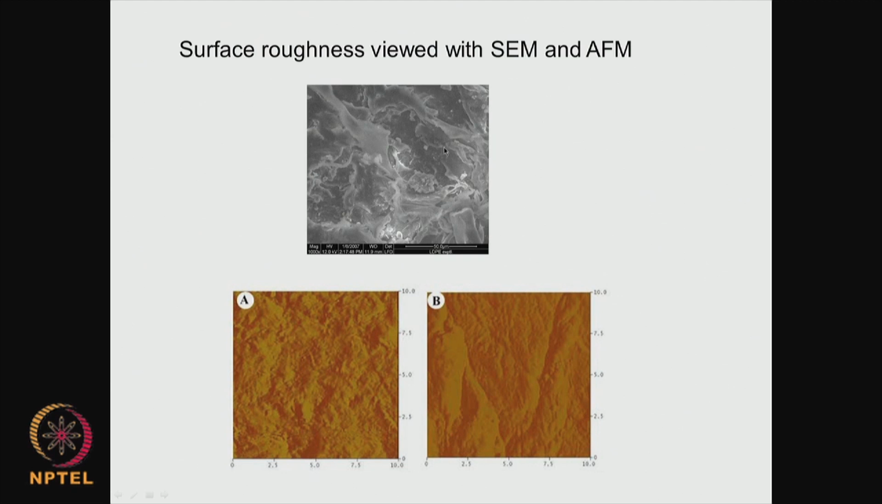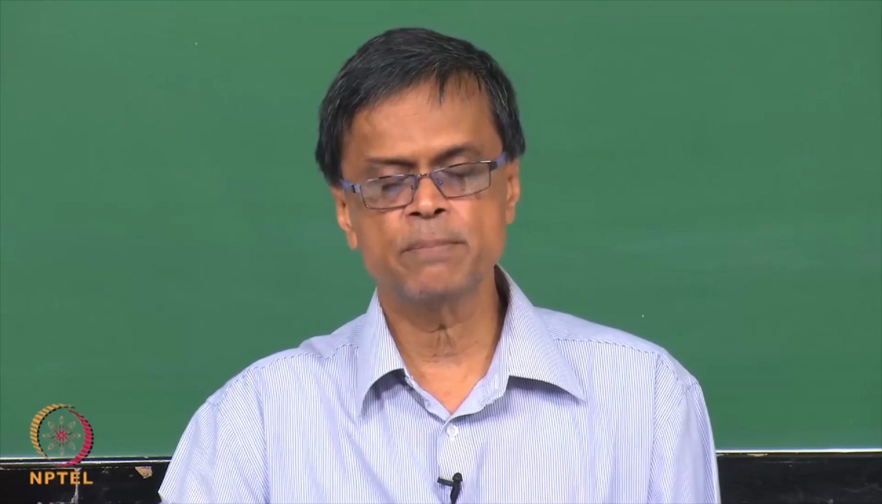It gets rough when it is incubated for a very long time in body fluids. So this is a scanning electron picture of this roughness, and the same thing is shown through AFM. We can get better resolution with the atomic force microscope. It is very important to know whether the surface gets roughness, what is the scale of roughness when the surface gets affected, and so on. So these are quite powerful tools.